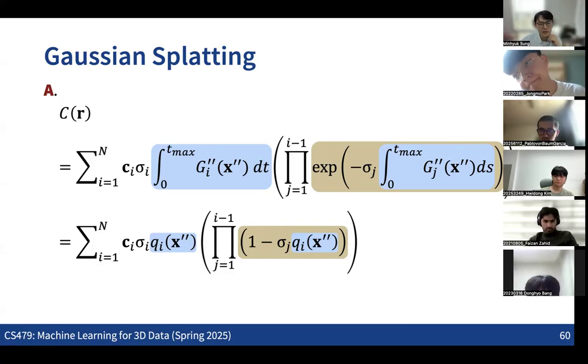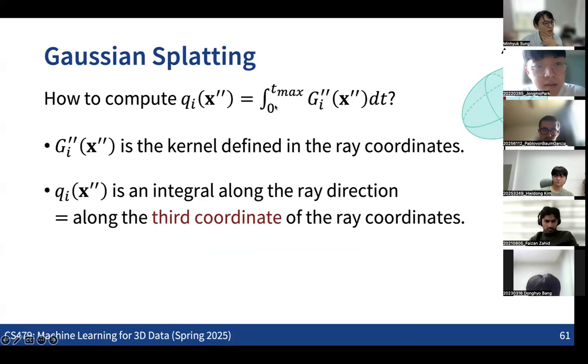So here the remaining question is how we can compute the integral. This integral was basically taken in the ray coordinate system, right? What we can see is that this is actually the Gaussian kernel which is now defined in the ray coordinate system. And taking the integral here basically means that we are also taking the integral along the ray, right?